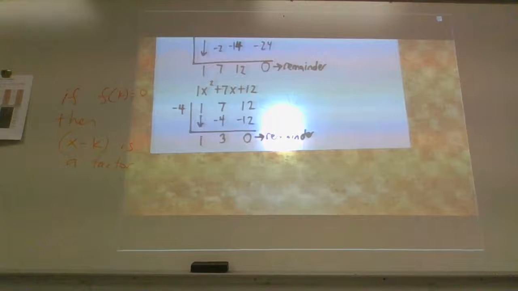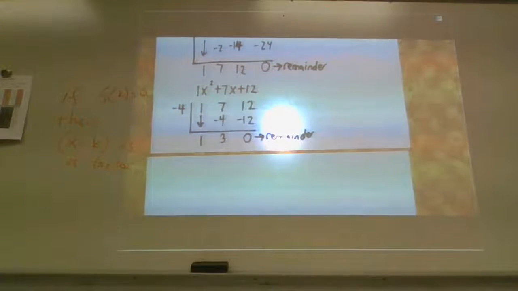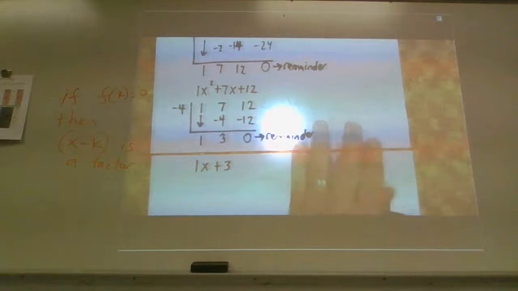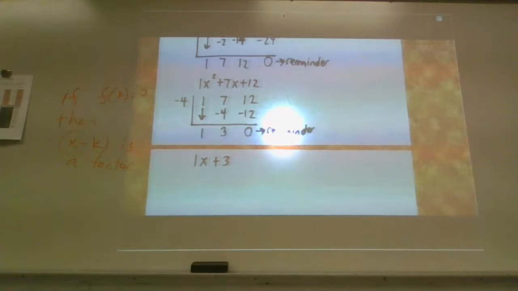Now, what does that mean for us? Again, you have options at this point. That is really a 1x plus 3. At this point, you could legitimately just solve that. That's your remaining factor. You could legitimately just set it equal to 0 and solve.